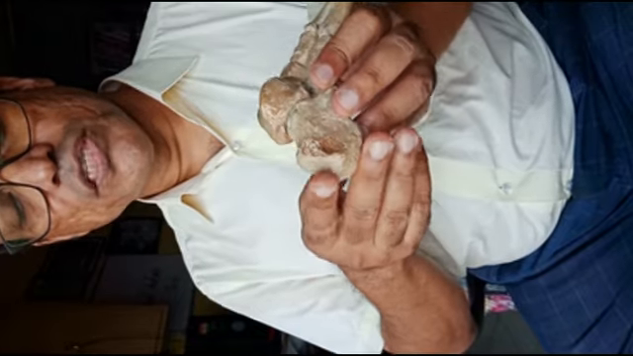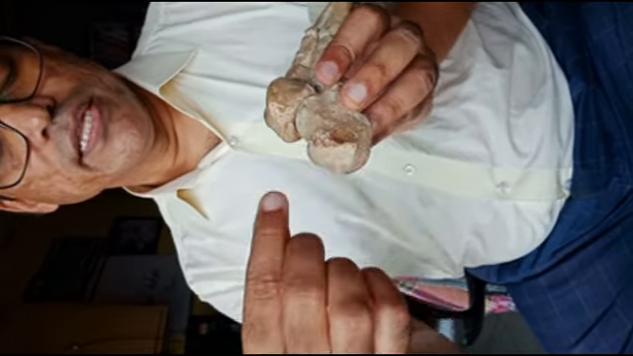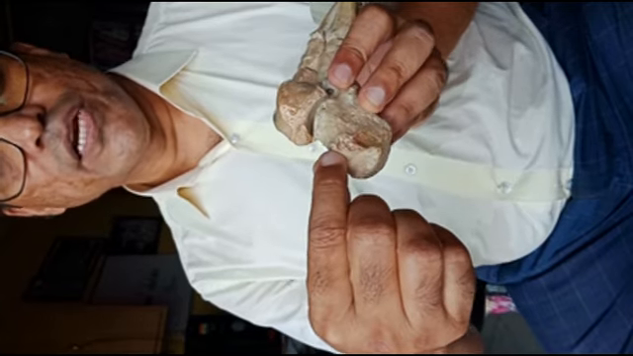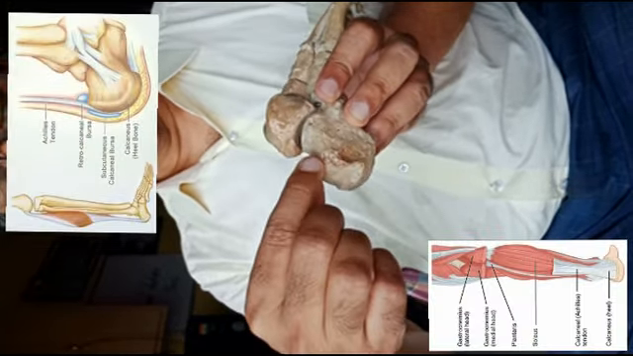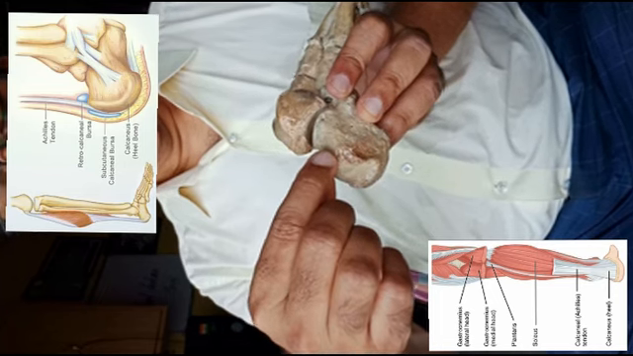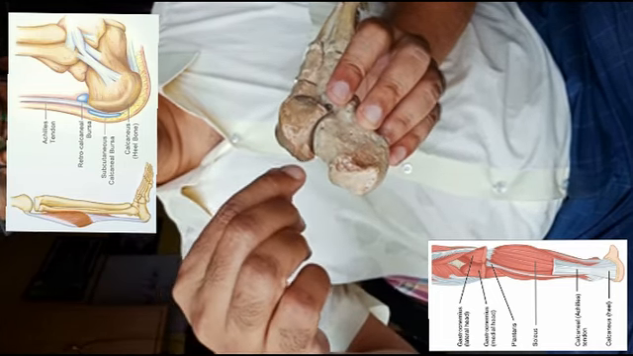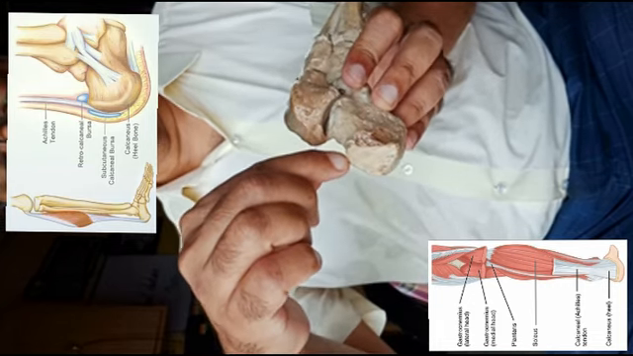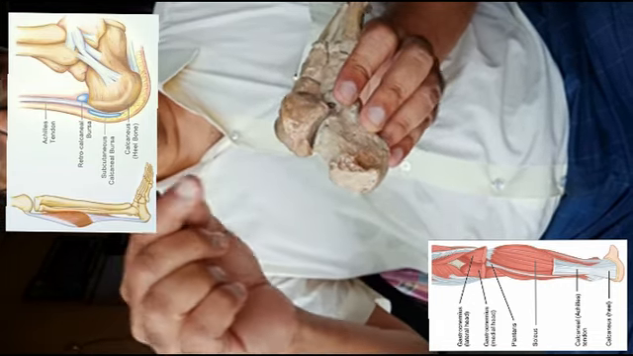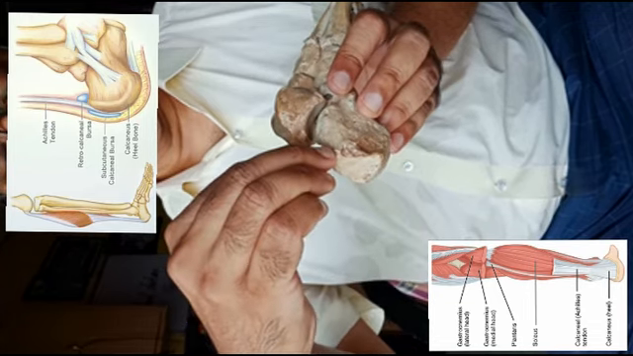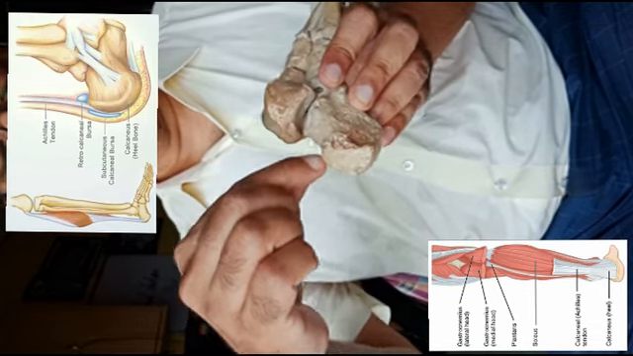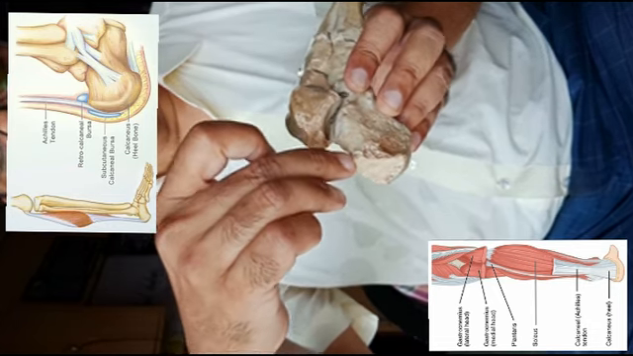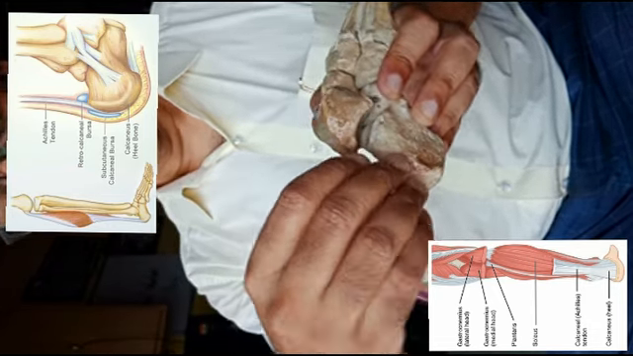Now coming to the posterior surface. In the middle third area, we are getting the attachment of the tendo Achilles, or Achilles tendon, where the soleus and gastrocnemius are coming together, and medially the attachment of the plantaris is there. So soleus, gastrocnemius and plantaris are attaching here, where medially the plantaris is placed and the tendo Achilles is attached to the middle third of the posterior surface.